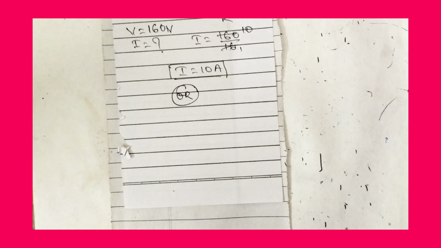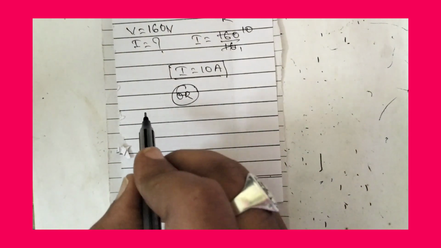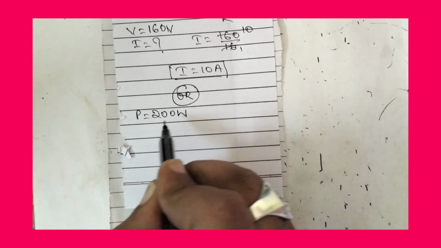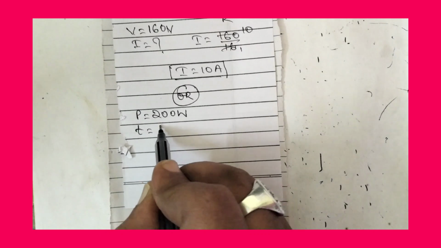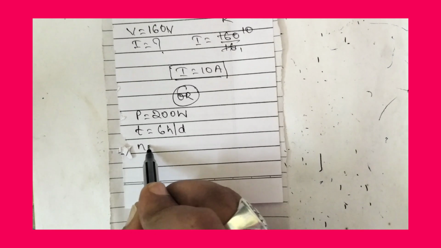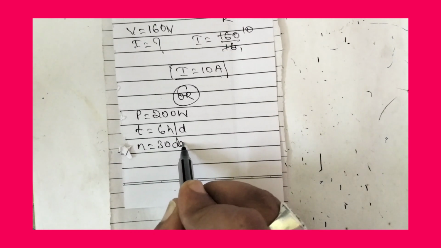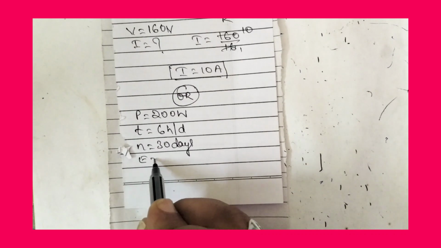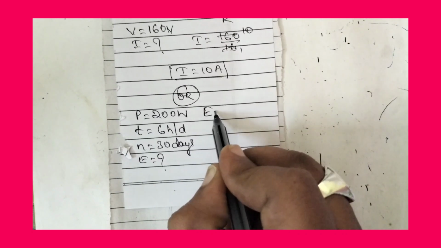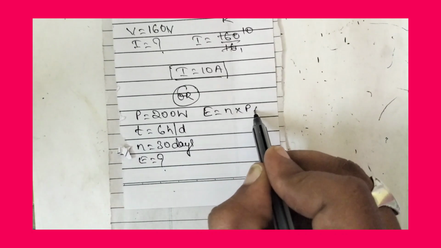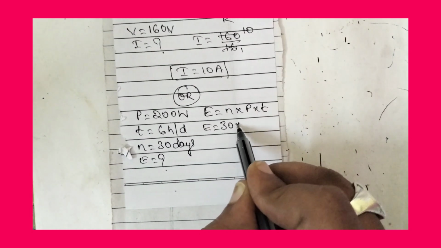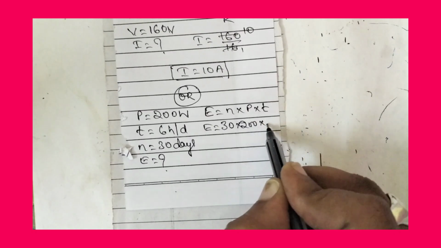First, let us take what they have given. They have given power which is equal to 200 watt, and time is given as 6 hours per day. Then the number of days given is 30 days. Now we have to calculate the energy consumed in 30 days. So energy is equal to N into P into T. Energy consumed is equal to number of days 30 into power 200 into time 6.